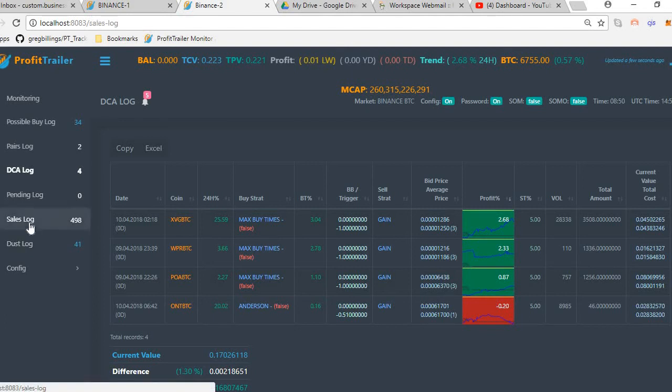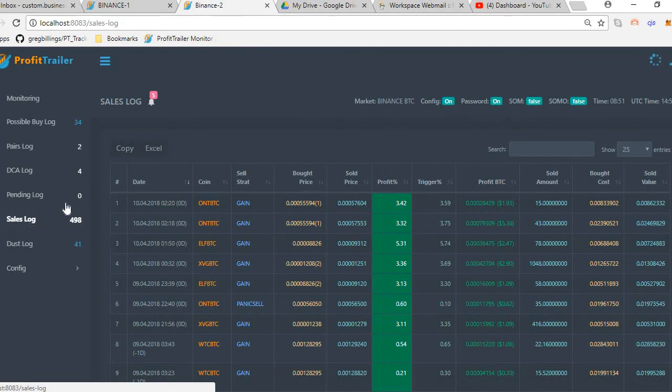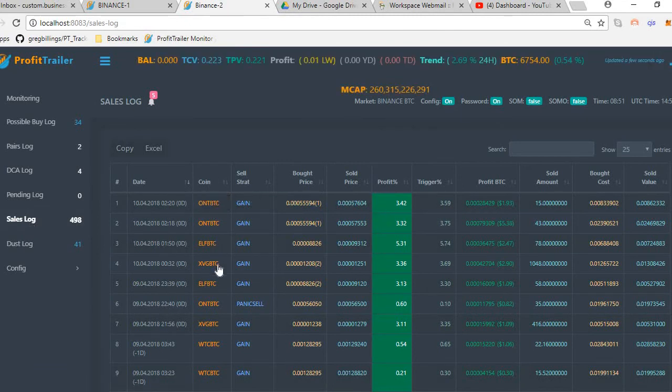Let's look at the sales. Sales. Look at this. Trash coins. Trash, trash, trash. Making 3.4% profit. 3%. 5% profit. 3%. This is what you need to have. This is possible, folks. This is possible, guys. Let me show you something else.